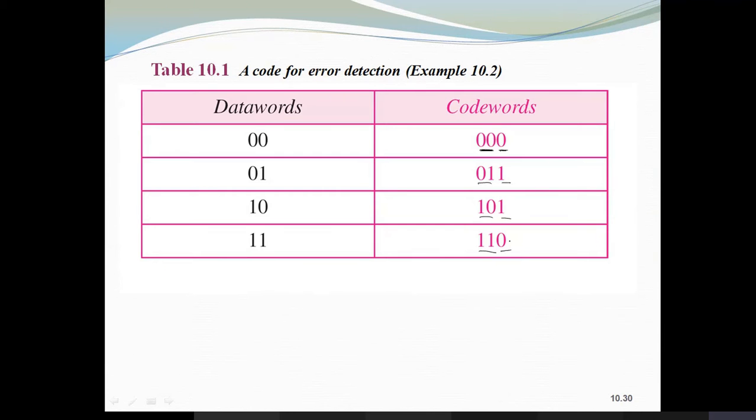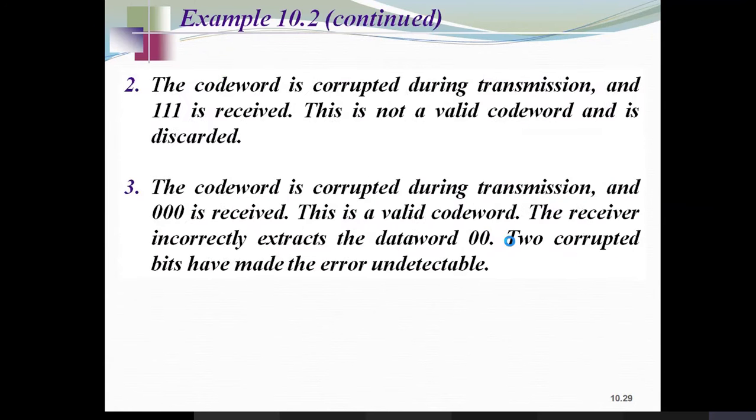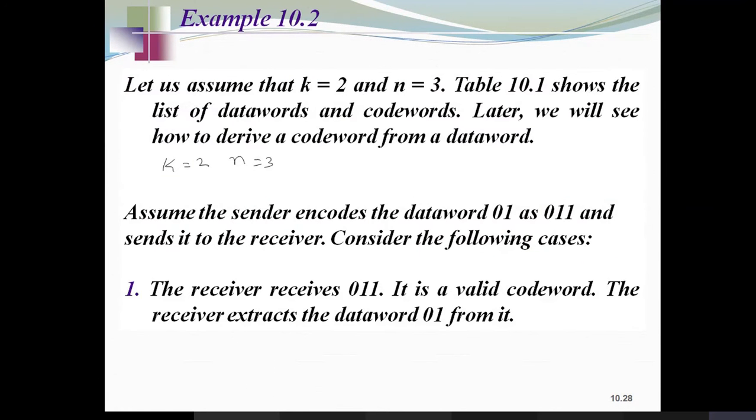Now we'll take the first case. Let us assume k is equal to 2 and n is equal to 3. The table shows the list of data words and code words. Assume that the sender encodes data word 01 as 011 and sends it to a receiver. Consider all these possible cases.